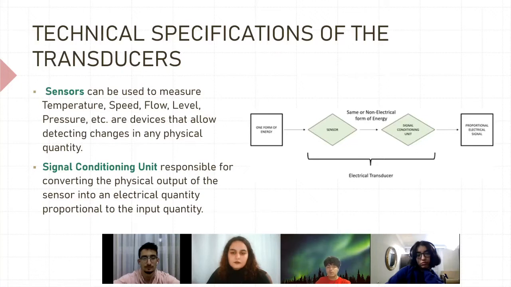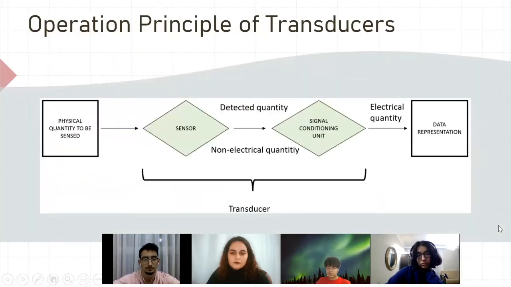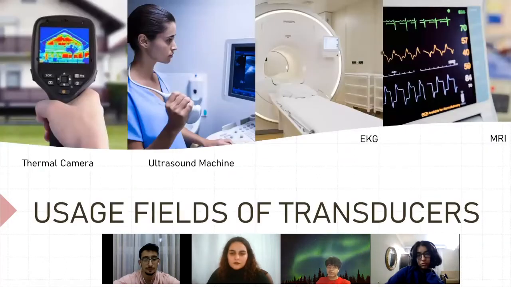Now I will talk about the working principle of the transducers. Transducers transmit the physical quantity they detect with their sensors to the signal conditioning unit as input. The signal conditioning unit converts the physical response from the sensor into a proportional electrical signal. In short, transducers provide the conversion from physical reaction to electrical response. Finally, I will talk about the usage fields of transducers.